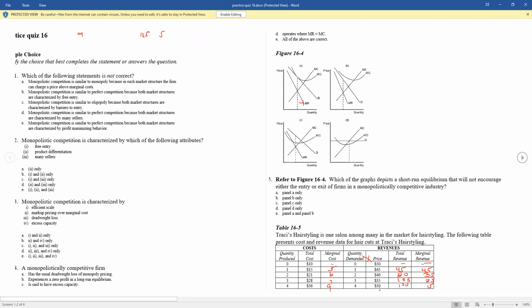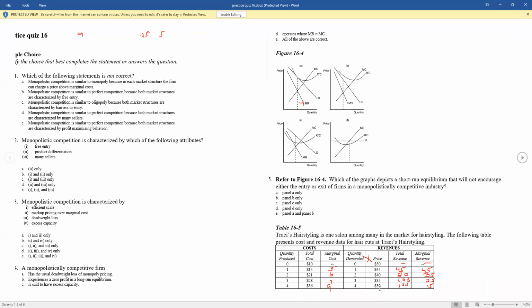All right, now, what else could they ask? They could ask at the profit maximizer, what's the total revenue? Well, that's 4 times 30 is 120. They could ask at profit maximizer, what's a profit? Well, that'd be total revenue minus total cost. All right, so you could figure that out. So those are some of the questions they could also ask.